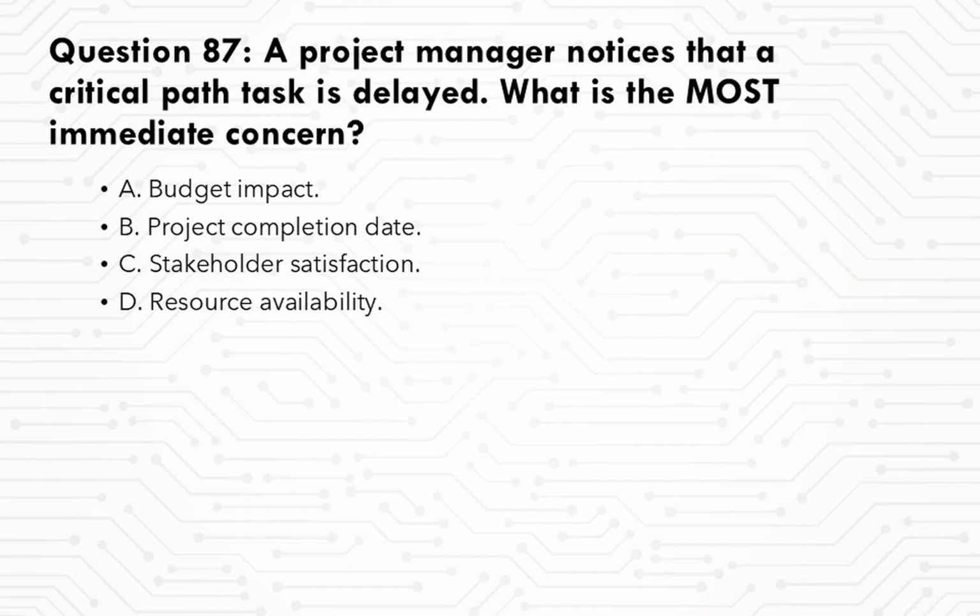Question 87. A project manager notices that a critical path task is delayed. What is the most immediate concern? A. Budget impact. B. Project completion date. C. Stakeholder satisfaction. D. Resource availability. Answer: B. Delays on the critical path directly impact project duration.